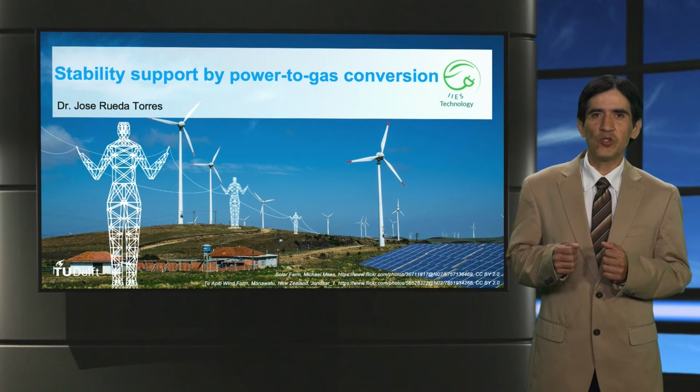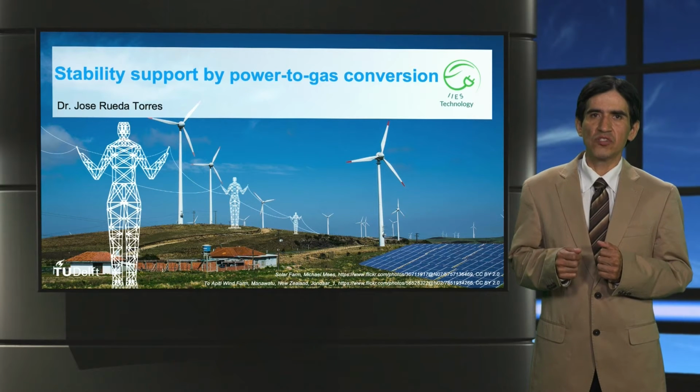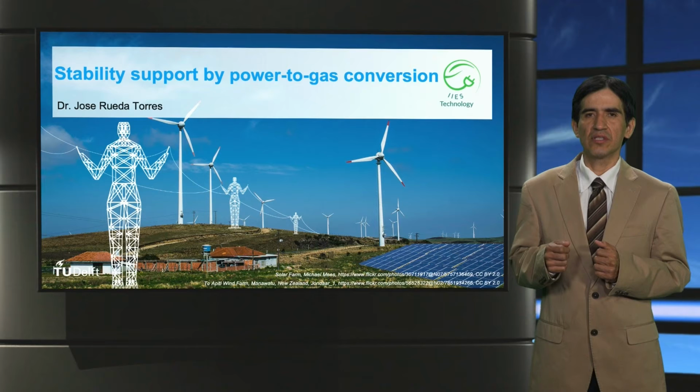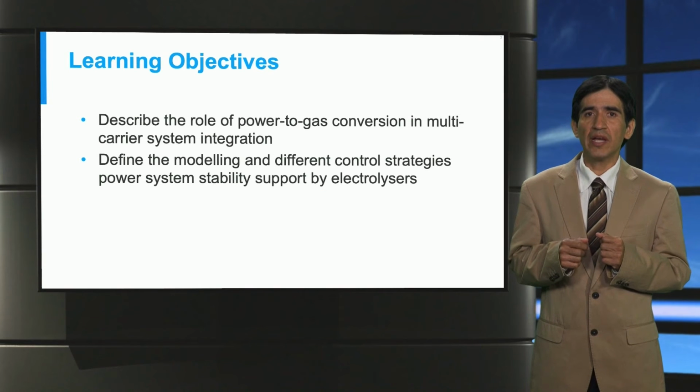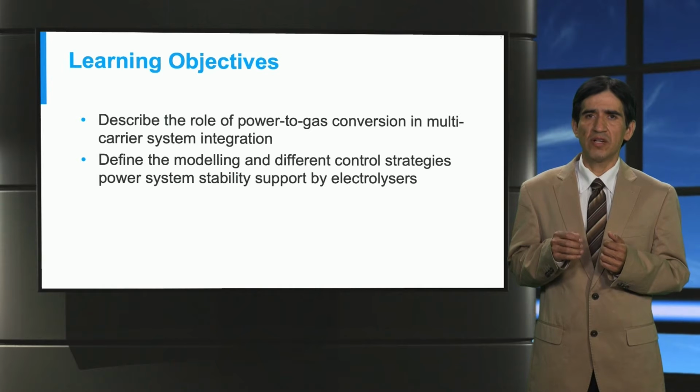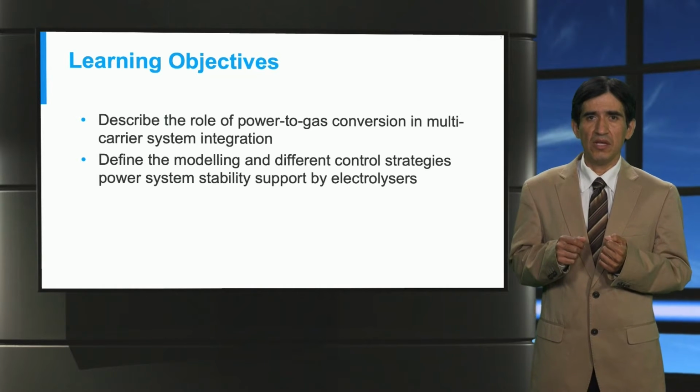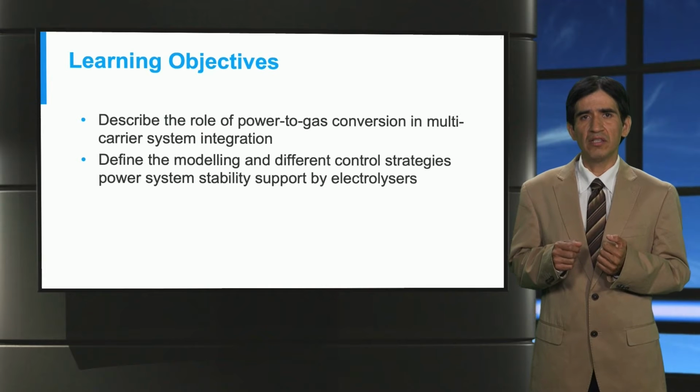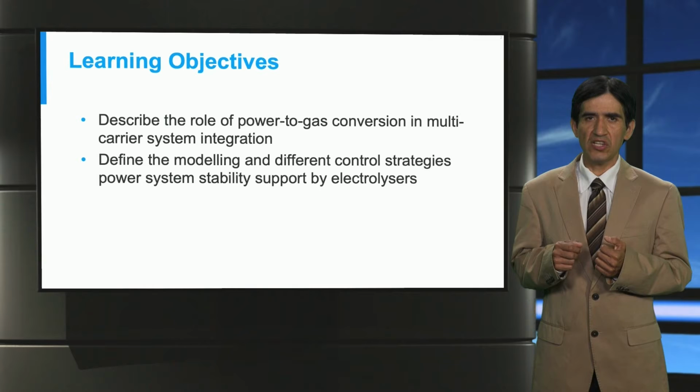Hi, today we will talk about stability support by power-to-gas conversion. Specifically, we will explain the role of power-to-gas conversion in a subdomain of power-to-gas flexibility in multi-carrier grid integration. Including here, we will elaborate on the system or components needed for such integration. And then finally, we will identify several strategies for the control of electrolyzers in the stabilization of electrical power systems.